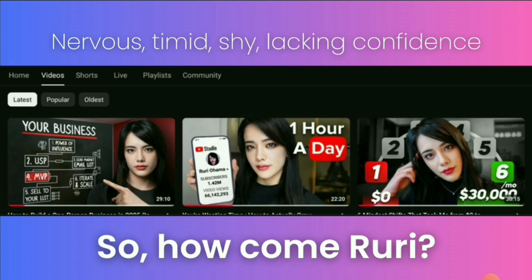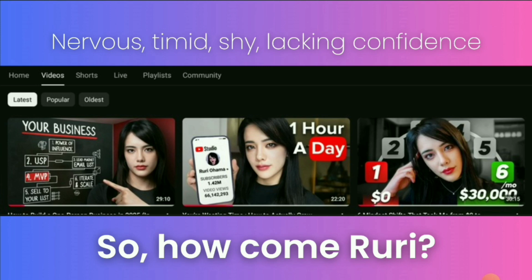Because when you see someone who looks like that and then is doing something like this, you kind of think in your head, maybe not consciously, but subconsciously, how come you look like this and you are bold enough to do something like this? You have the confidence to do it. So I think that is the big question that anybody who sees Ruri would have in their mind.